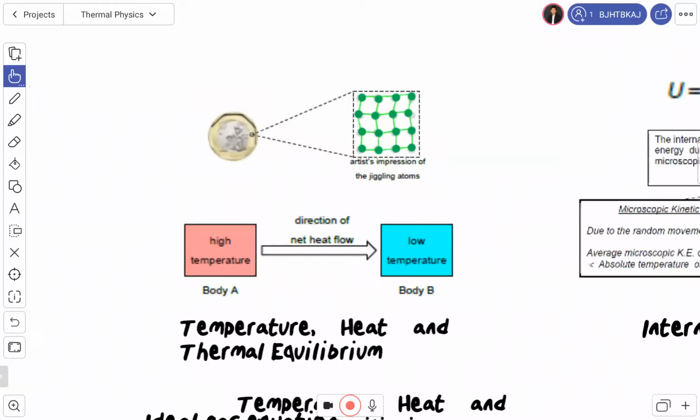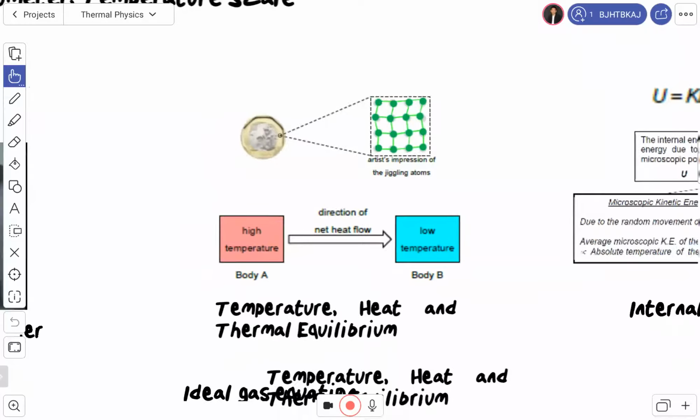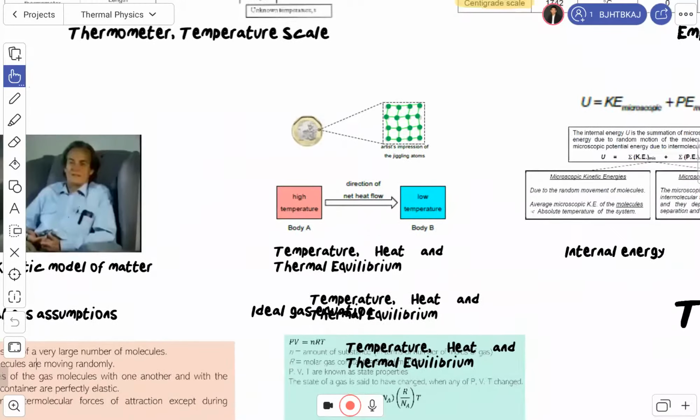This is quite important because it will actually be the foundation of the first law of thermodynamics and all the other things that we are going to do later on. Obviously, when you understand this, then you can appreciate all the other phenomena a bit better.